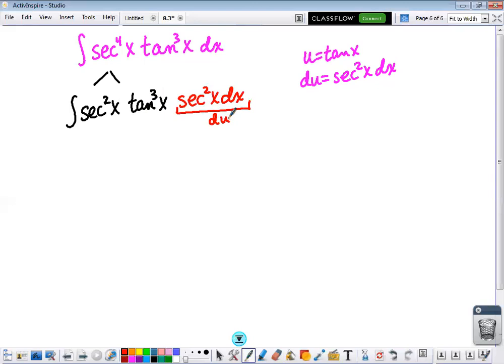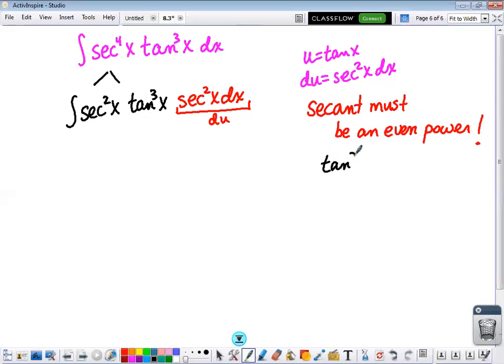All right, now the problem is we have more than just tan x here. We have secant squared. However, we can convert secant squared x using the Pythagorean identity. So your secant must be even to do this process. Your secant must be even. If it's odd, you have to do a different process. All right, so think about your Pythagorean identity. So tangent squared x plus 1 is equal to secant squared x, right?